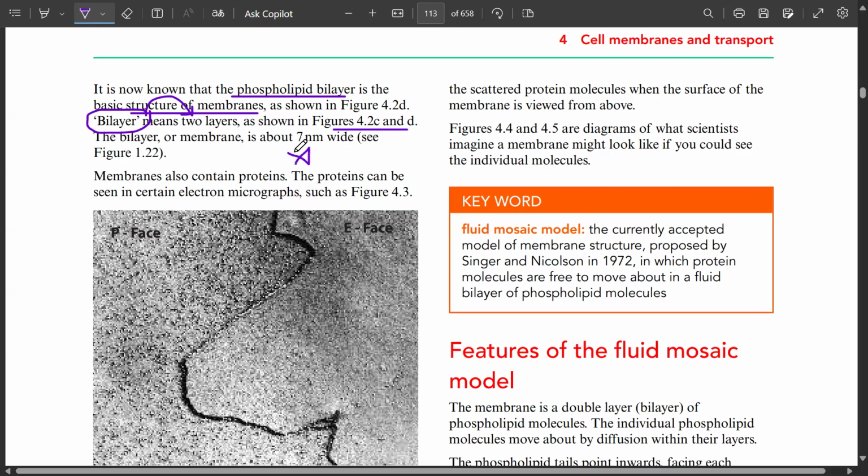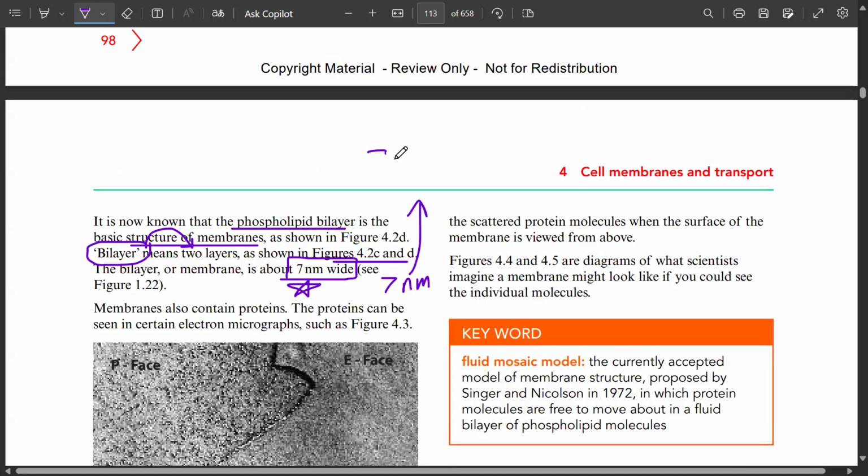One very important thing is the width of the membrane. The width is what? 7 nanometers wide. What does 7 nanometers mean? 7 into 10 to the power minus 9 meters is the width of these membranes.